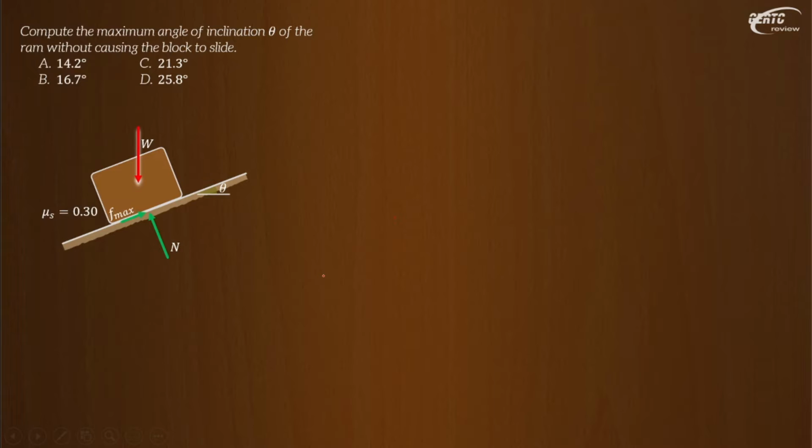For convenience, we can rotate the axes: the x-axis parallel to the plane, the y-axis perpendicular to the plane. This angle here is equal to theta also. Then we have F max along x, N along y, and W at an angle with the coordinate axes. Let's solve first for N. Summation of forces along y equals 0, then N is equal to W cosine theta. Then summation of forces along x equals 0, then F max is equal to W times sine theta.